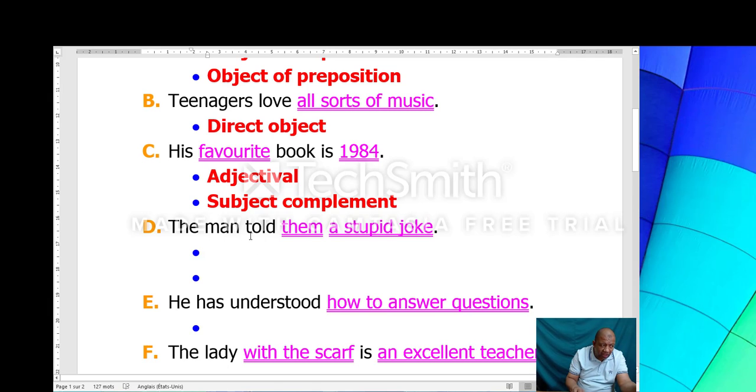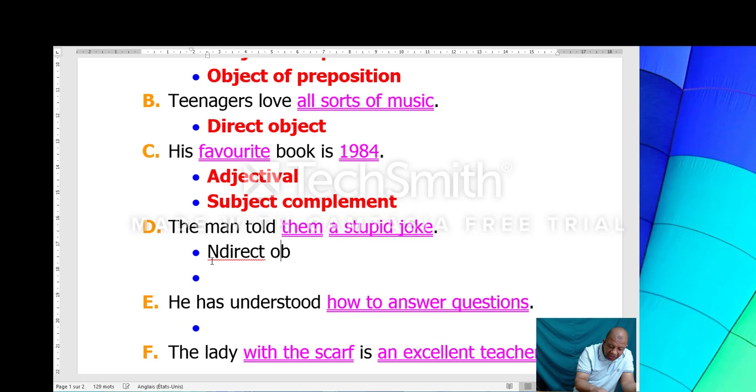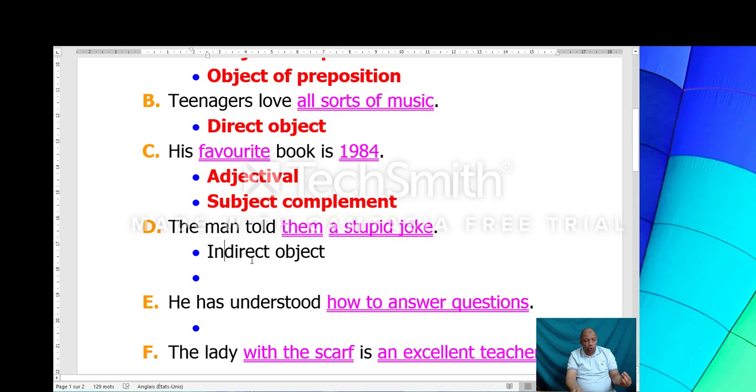For example, the man told to them. Told to them. So to is hidden, is implicit. It is not here. Okay? Therefore, indirect object. This is how we know indirect object. If you can insert either to or for, the pronoun or the noun that comes after them, even if they are not written, they are implicit, hidden, at that moment, this is what we call indirect object.